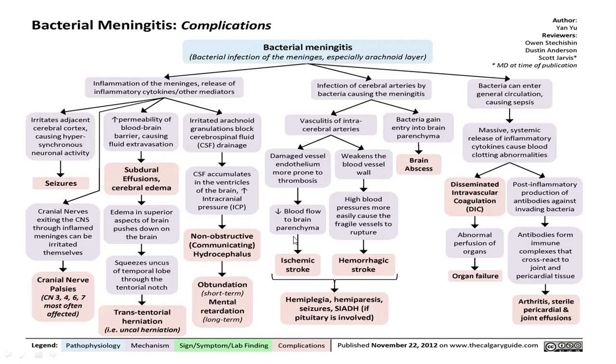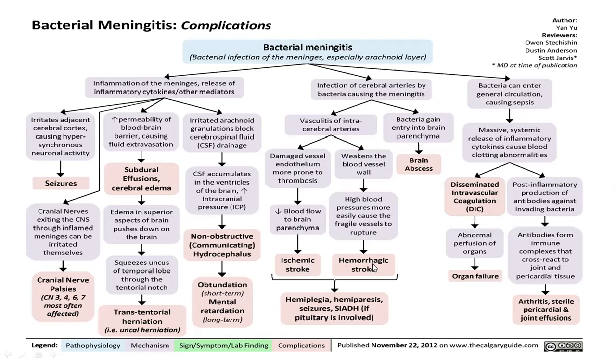This patient may also end up with an ischemic stroke. Because remember, we had talked about damage to endothelium, which becomes more prone to thrombosis. Remember that the neutrophils are also blocking these blood vessels. So when blood flow to the brain is reduced, basically you end up with an ischemic stroke.